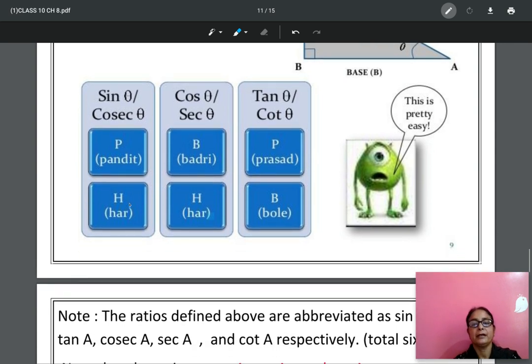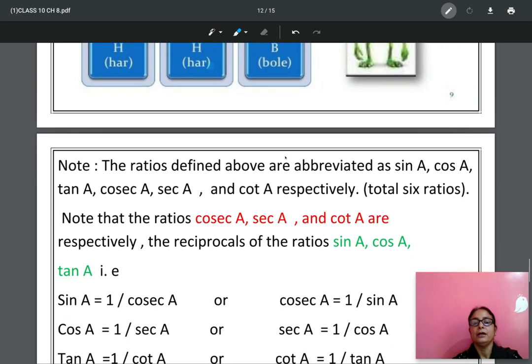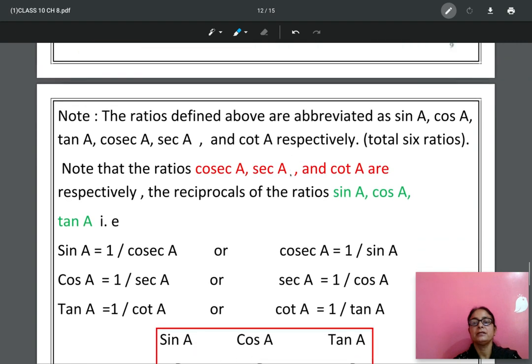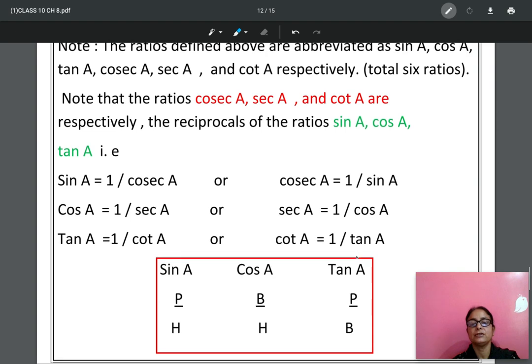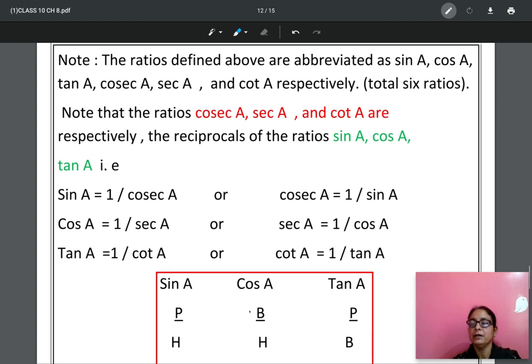Cosec will be hypotenuse by perpendicular, sec will be hypotenuse by base, and cot will be base by perpendicular. Now, as I have explained all these six ratios, this is the gist of all the contents which you have studied today about the ratios.